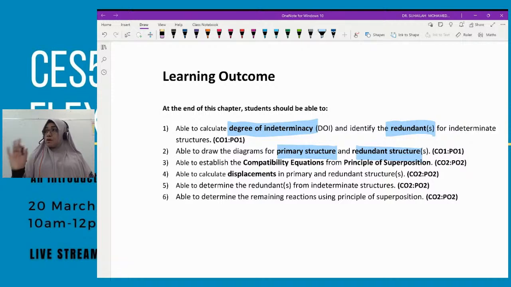Keyword number 3 is the compatibility equation. You must remember all these keywords. Number 1 is redundant. Number 2 is primary and redundant structure. Number 3 is the compatibility equation.